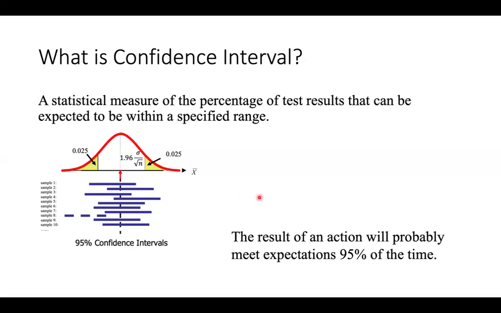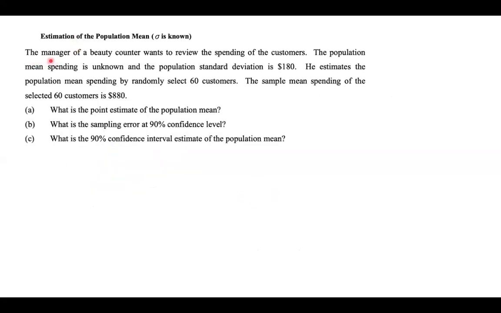Now let's look at an example. The manager of a beauty counter wants to review the spending of the customers. The population mean spending is unknown, so we don't know the population mean spending. And the population standard deviation is $180. He estimates the population mean spending by randomly selecting 60 customers. The sample mean spending of the selected 60 customers is $880.